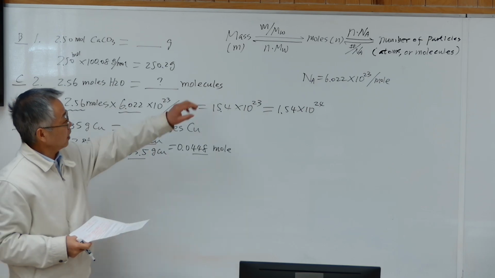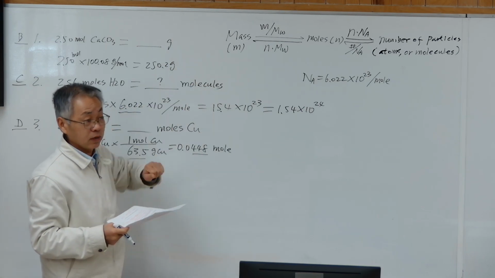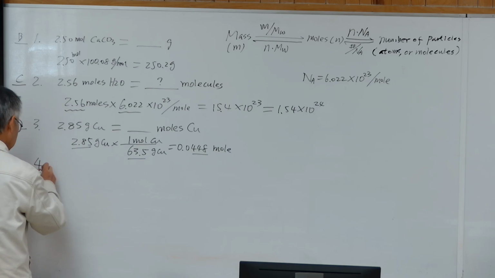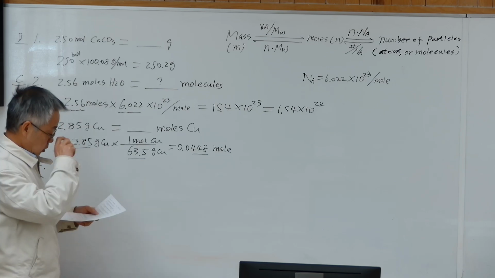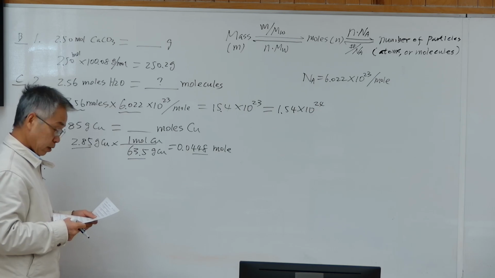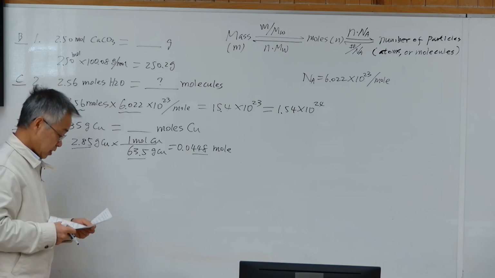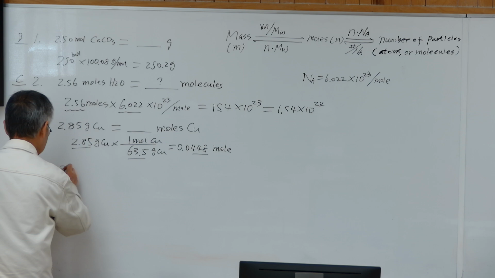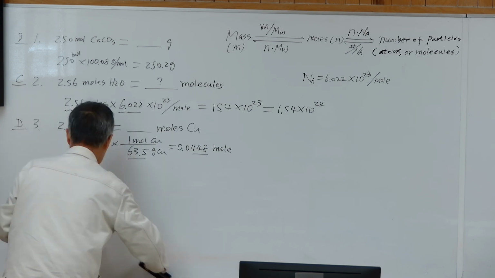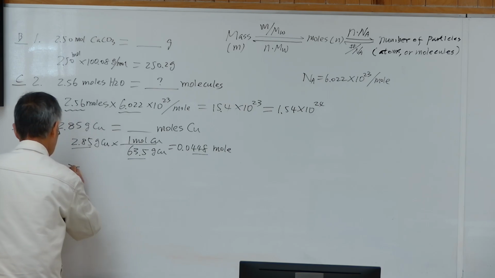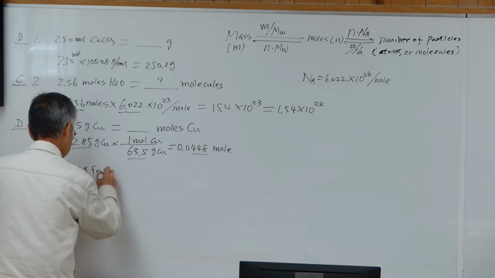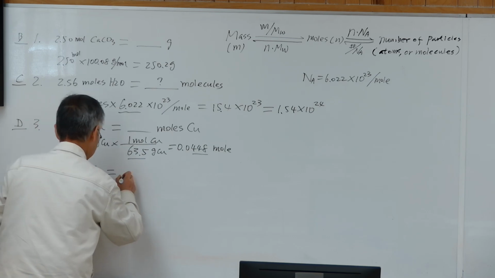Again, we use this chart. Then question 4 asks how many atoms of Fe, iron, are there in 23.5 grams of iron. How many atoms?